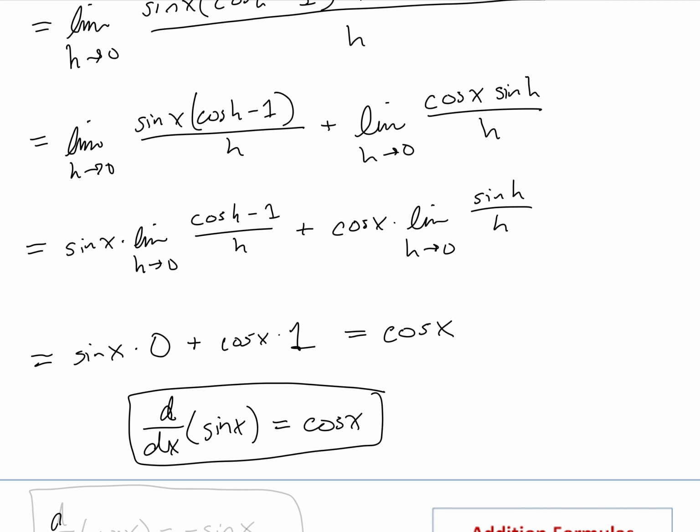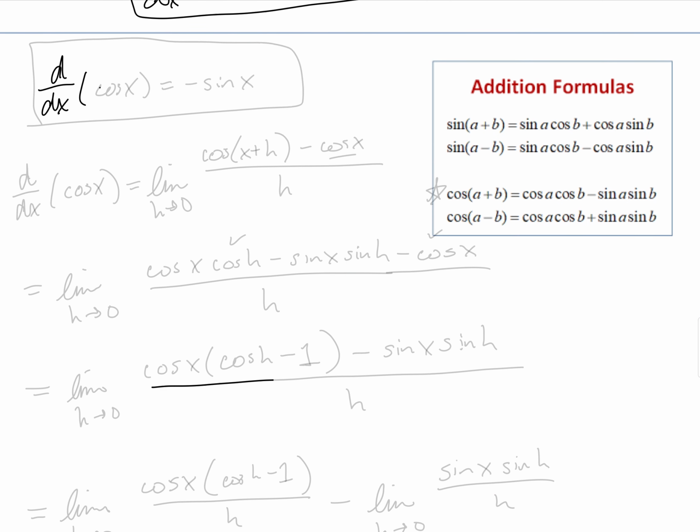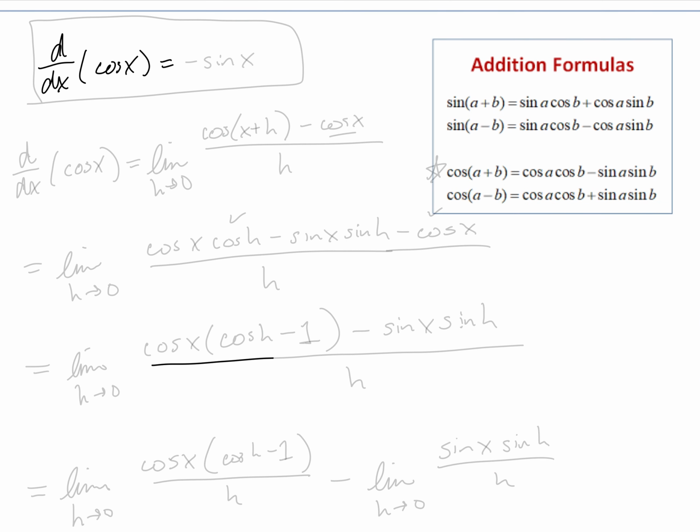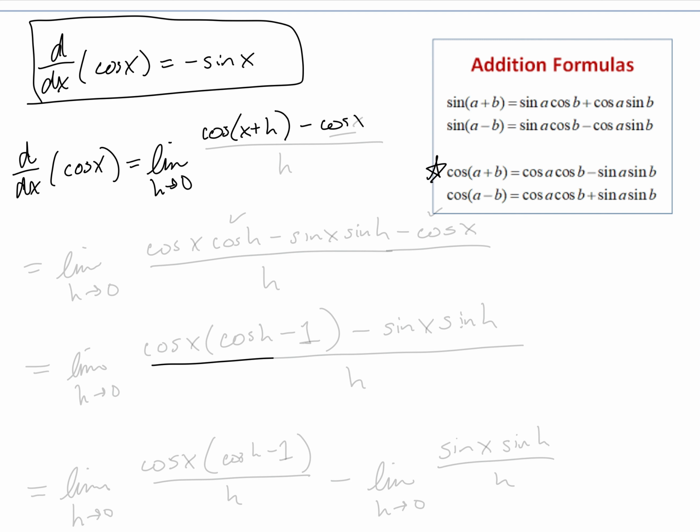We will now show that the derivative with respect to x of cosine of x is equal to negative sine x. And we are going to show that using the limits that we have above, as well as this addition formula, cosine of a plus b. So by definition, the derivative with respect to x of cosine of x is equal to the limit as h approaches 0 of cosine of x plus h minus cosine of x all divided by h.